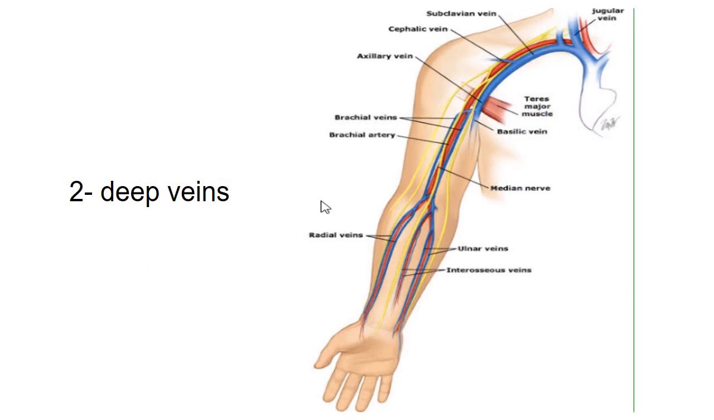Here is an image showing the deep veins of the forearm and arm. We have two deep veins for each set of artery. As you can see here, we have two radial veins for the radial artery. We have two ulnar veins which accompany the ulnar artery, and we have two brachial veins which accompany the brachial artery. Now let us discuss the formation of the brachial vein and its drainage.